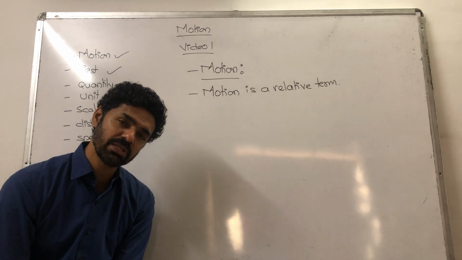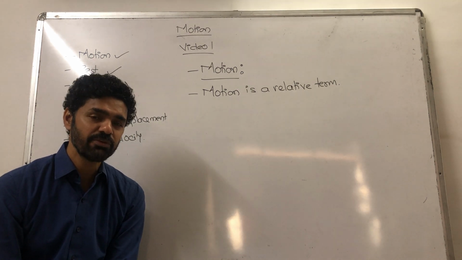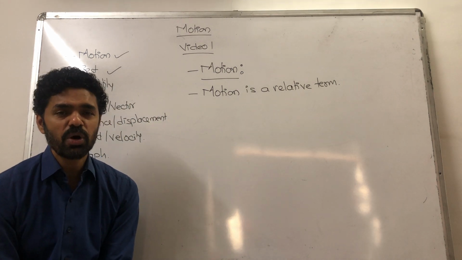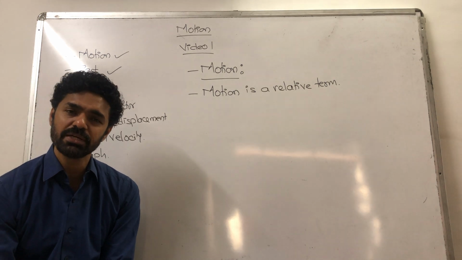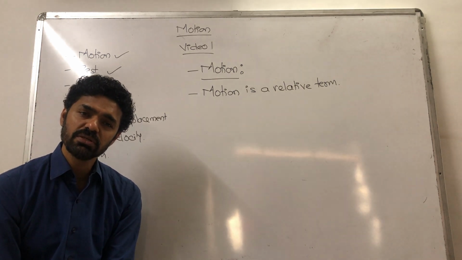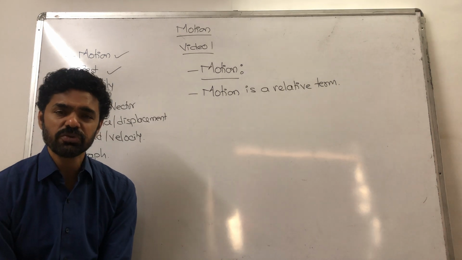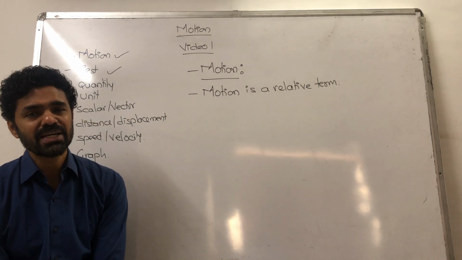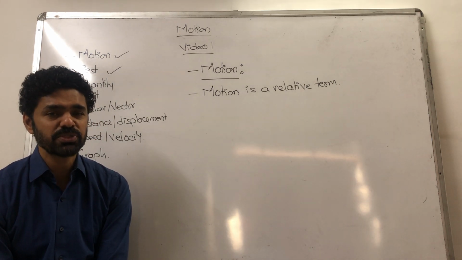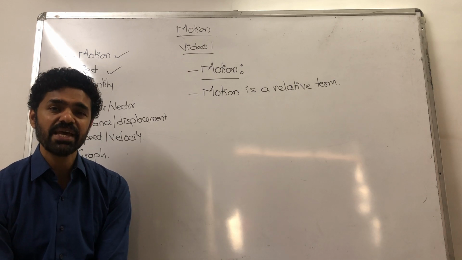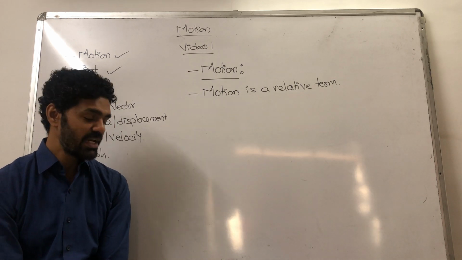For someone who's on some other planet or some other galaxy and he views you, for him you are in motion. So the same object, but for different viewers, the perception is different. For one, that same object is at rest, and for the other, the same object could be in motion. Hence we say motion is a relative term.